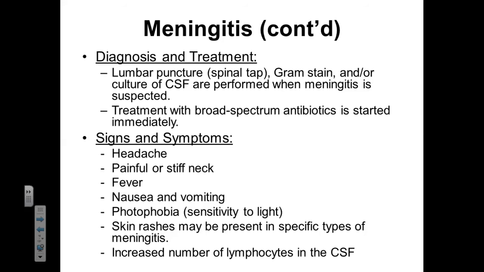To diagnose meningitis, we have to have the dreaded lumbar puncture, aka spinal tap, to collect some cerebrospinal fluid, and then we'll take that cerebrospinal fluid and we'll expose it to gram stains and/or culture it if we suspect meningitis. Then we'll treat with broad-spectrum antibiotics immediately.